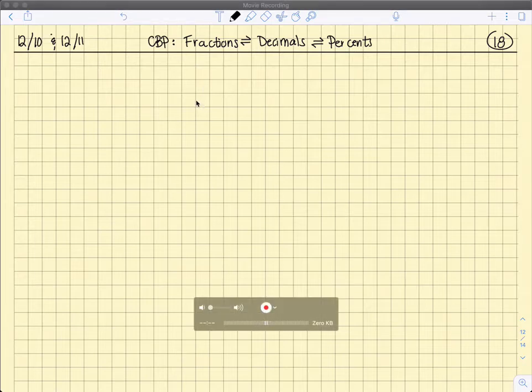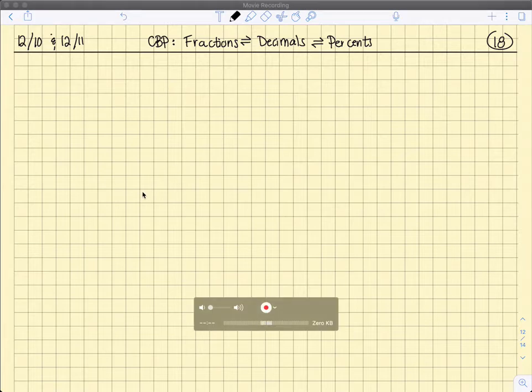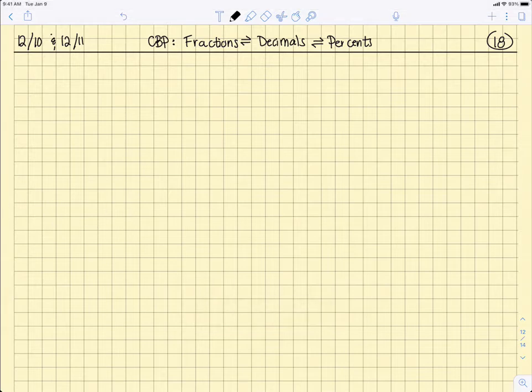Today we're going to be converting fractions to decimals to percents, and backwards, to percents to decimals and to fractions. Last class we talked already about converting fractions to decimals. So we're going to talk today about decimals to percents. Before we do that, let's go over some key vocabulary and review some important concepts that are definitely going to be helpful when converting these three things.